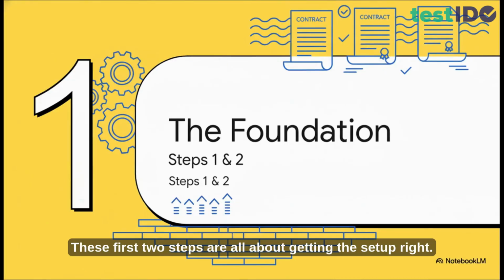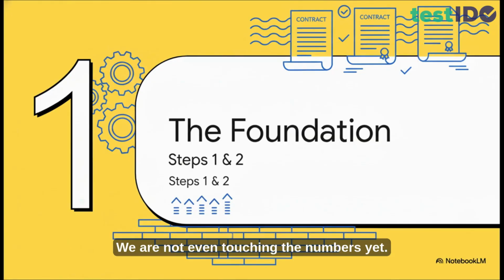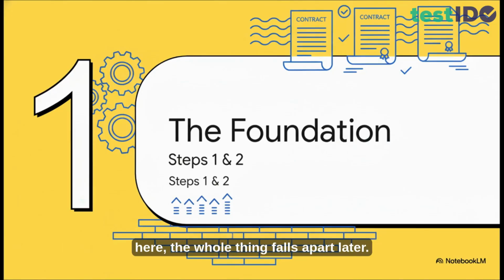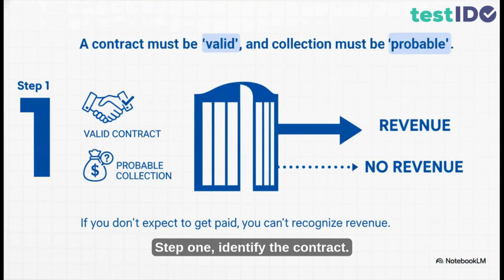These first 2 steps are all about getting the setup right. We are not even touching the numbers yet. This is about defining the agreement and its parts. And listen, it is so important to get this part right, because if you mess up here, the whole thing falls apart later. Step 1, identify the contract.